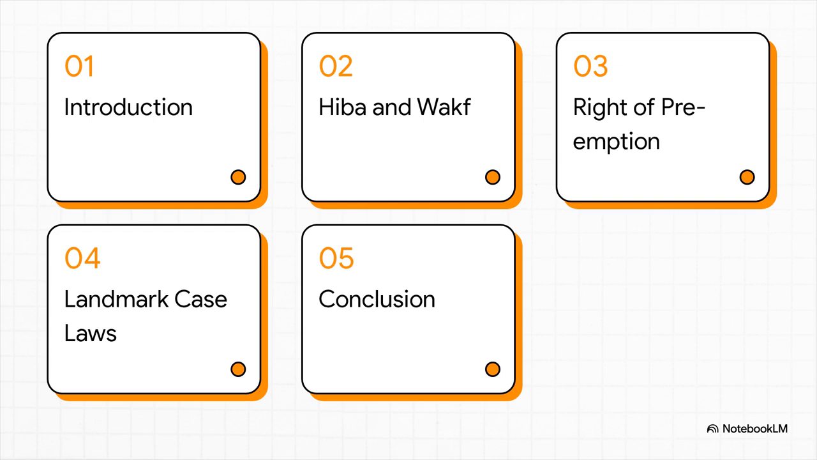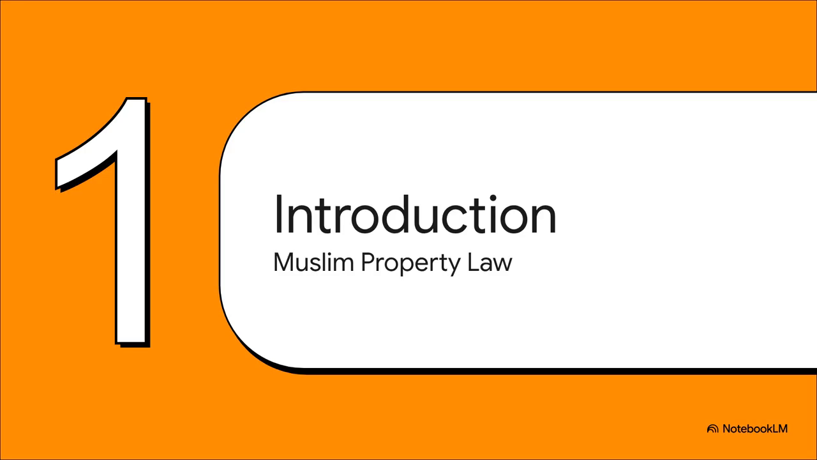We have 1. Introduction. 2. Meaning of Hiba and Wakf. 3. Differences table. 4. Meaning and nature of Shufa. 5. Essentials and loss of right. And 6. Landmark case laws. Your KSLU evaluator demands this precise structure, so absolutely do not deviate from it. Let's proceed. Heading number 1.